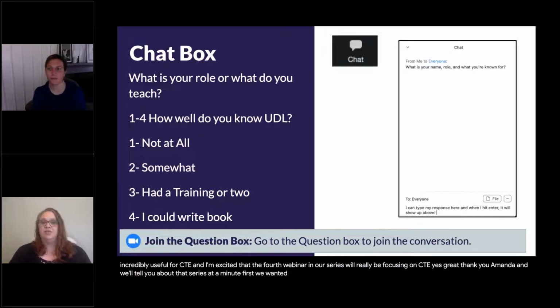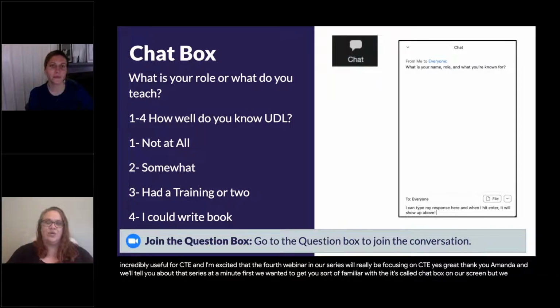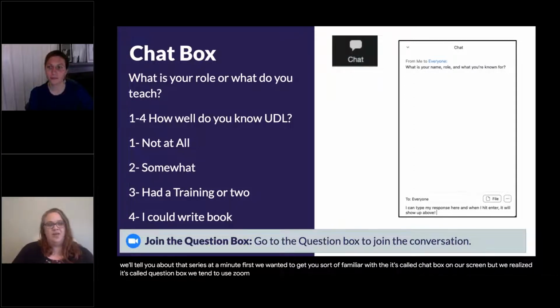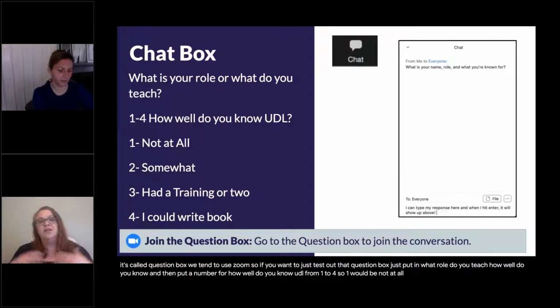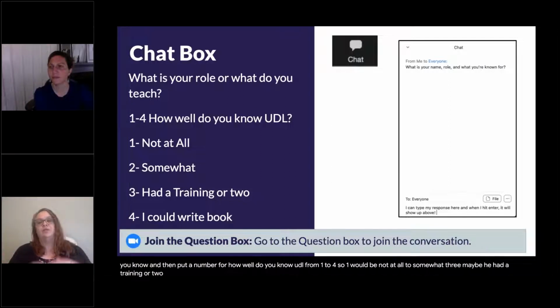First, we wanted to get you familiar with the chat box on our screen, but we realized it's called the question box. We tend to use Zoom. So if you want to test out that question box, just put in what role you teach and how well you know UDL from 1 to 4. So 1 would be not at all, 2 somewhat, 3 maybe you had a training or two, and 4 you could write the book on UDL, you can come join us at CAST and be one of our authors.